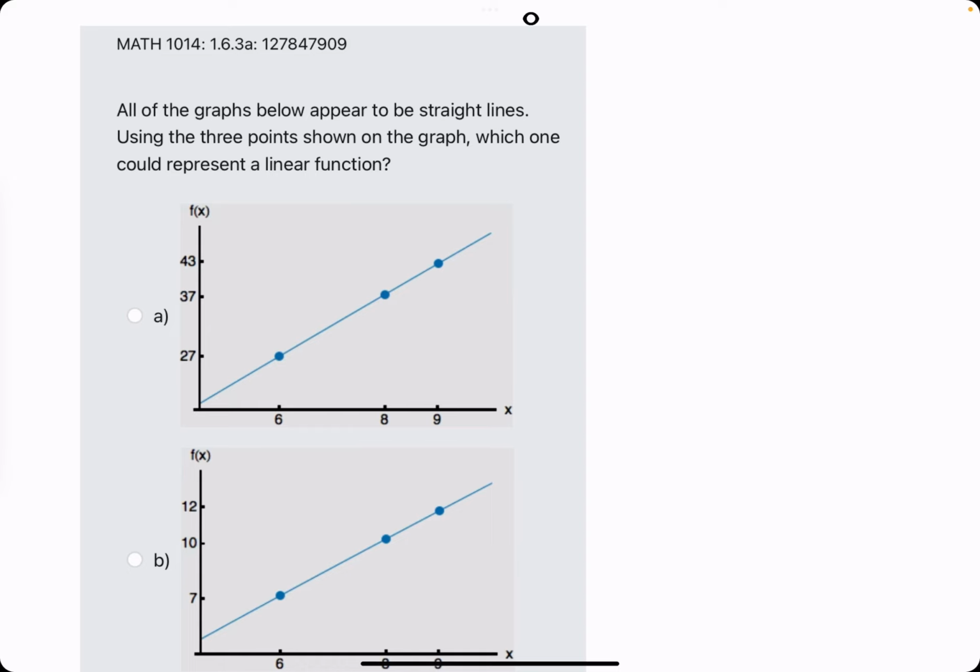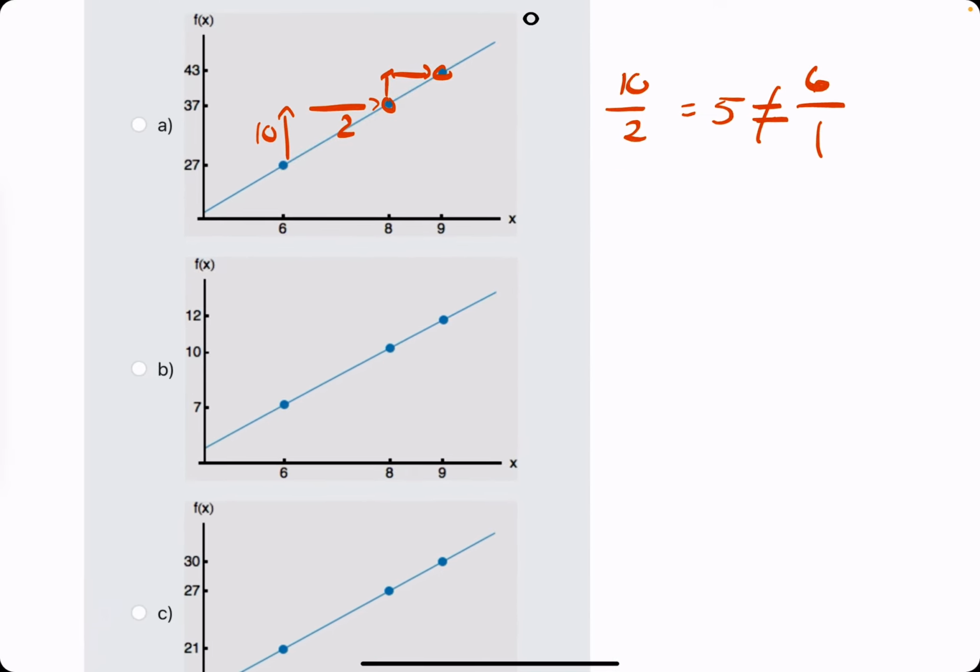Let's get going. So first point to second point. It's a rise of 10 from 27 to 37 and a run of 2. So 10 over 2, or 5, is our first slope. Second and third points. Rise of 37 to 43. That's a rise of 6. And a run from 8 to 9 of 1. So does 6 over 1 equal 5? No, it does not. Let's eliminate that.